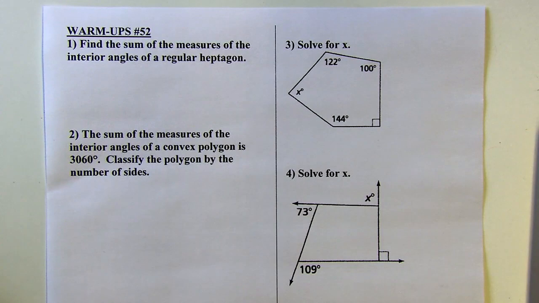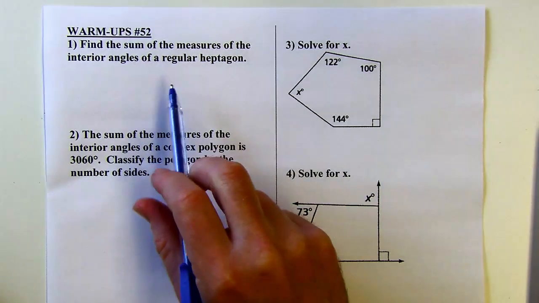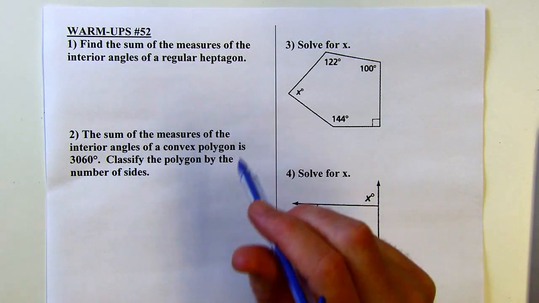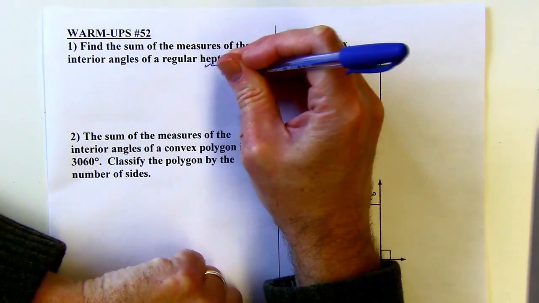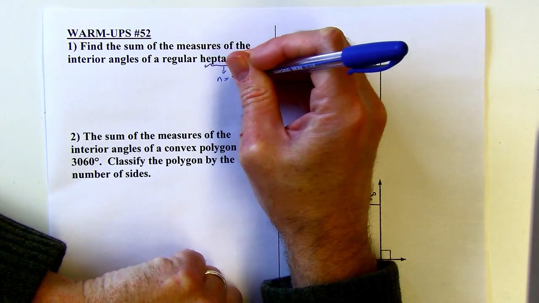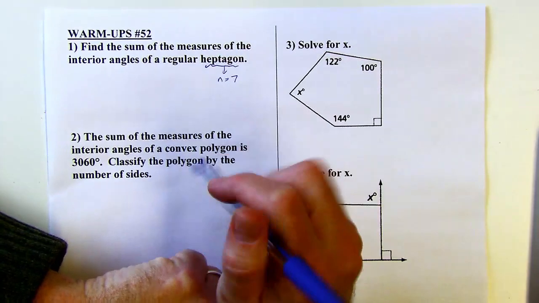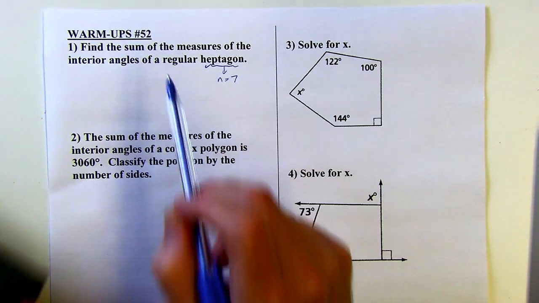Okay, here is warm-up number 52. All right, let's find the sum of the measures of the interior angles of a regular heptagon. So first thing off the bat, you have to know that a heptagon has 7 sides. Okay, regular means all the sides and angles are going to be congruent.